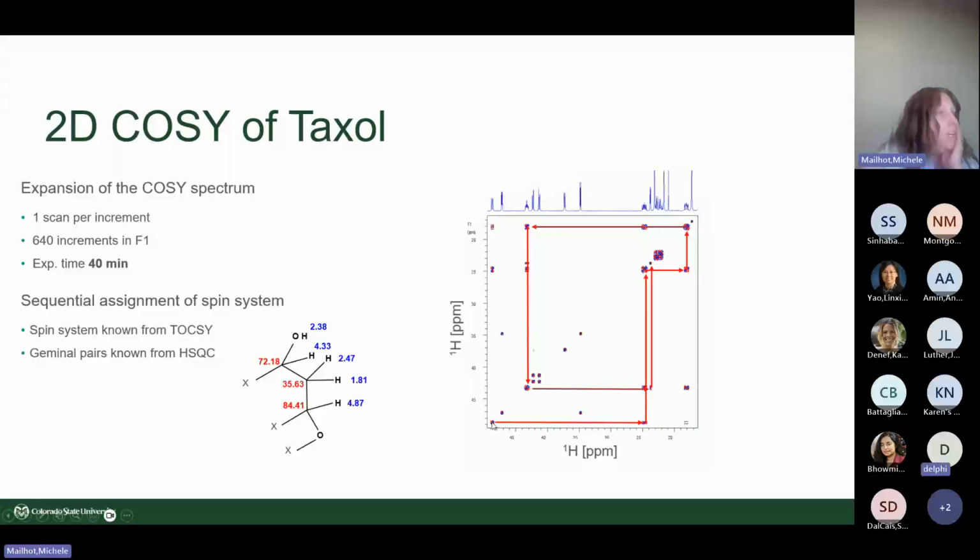So the biggest proton is 4.8. That's this guy. If you go over, this is 2.5. That's this guy. If you go up to this and over, then the 2.5 goes to the 1.8. So that's this to this. And then you go back up to the diagonal. That's how you put this part together. So then you know, I have all of these guys and they're connected to these guys. These chemical shifts are coming from the HSQC, and they have to be put together this way based on the COSY.